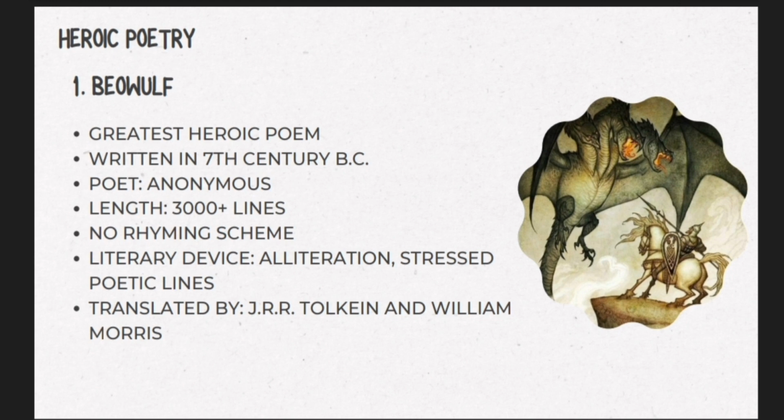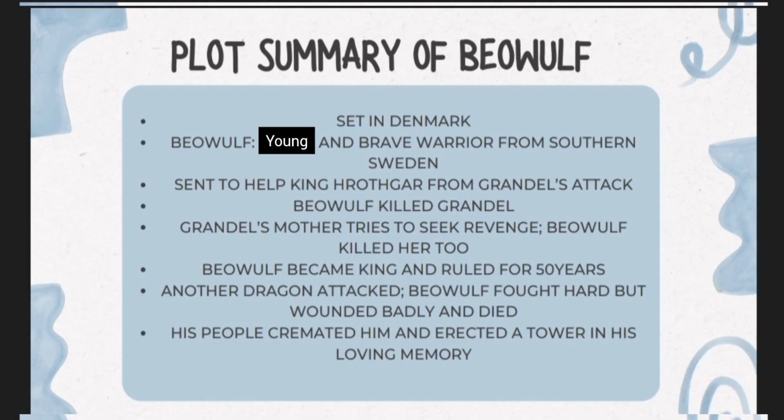So as far as the literary device is concerned, this poem uses alliteration and stressed poetic lines. This poem was translated by J.R.R. Tolkien and William Morris. Another important point to note is Tolkien has illustrated many of the features of Old English poetry in his 1940 essay titled On Translating Beowulf. So let us talk about the plot summary of Beowulf.